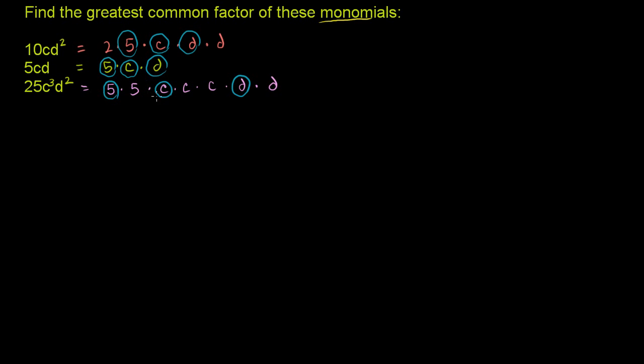Now, they don't all have a second d. Only the first one and the third one have a second d. And they don't all have a second or third c. Only this last one has a second or third c. So we're essentially done. The greatest common factor is 5cd. In fact, you can't have a greater common factor than 5cd, because the largest factor of 5cd is 5cd. So the greatest common factor of these three monomials, or these three expressions, is 5cd. The largest number of factors that overlaps with all three of these expressions is a 5, one c, and one d.